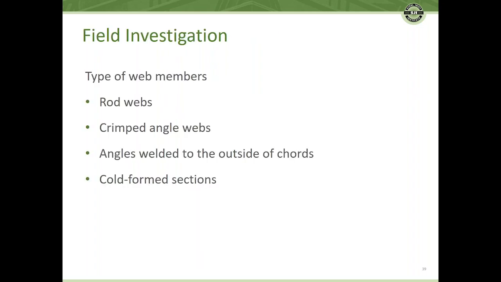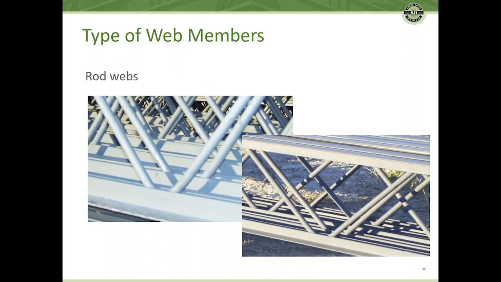The types of webs, we can have rod webs or crimped angle webs, webs that are welded on the outside of the chords, and cold form sections can also be used for webs. So here's a slide showing rods for the webs. The rods are continuous rods that are bent and then placed between the chords in that gap, and then welded in between the chords, and that's typically the way rod joists are manufactured.